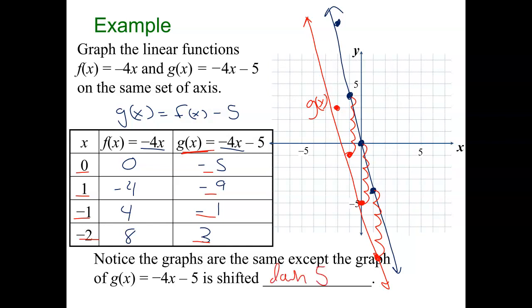down 5. All right? So with linear equations, when we have that same slope, we can move up and down a certain number of units. We'll have the same exact graph, the same shape, just shifted up or down depending on whether or not we're adding or subtracting a number after the variable. Okay? What we're doing here is we're also changing our y-intercept. Both of these, we changed our y-intercept.